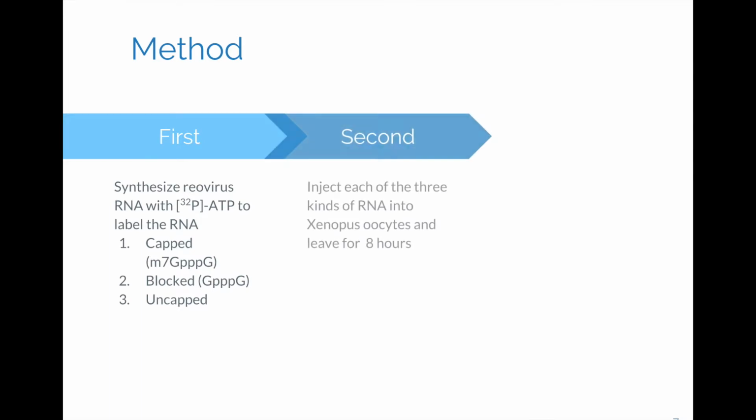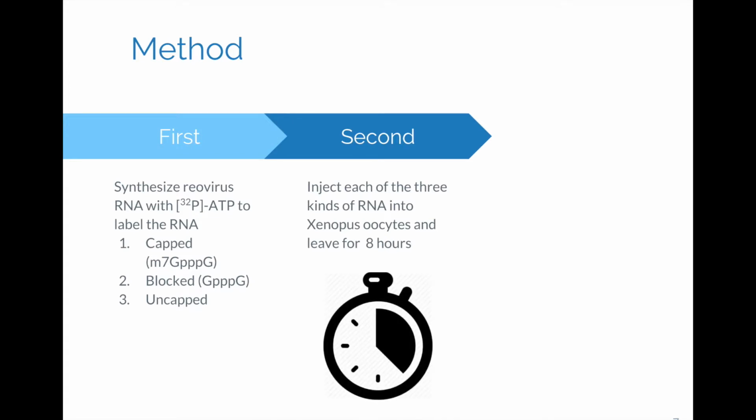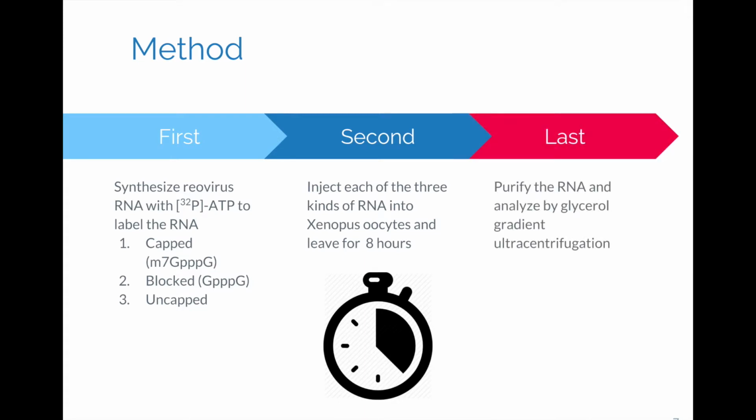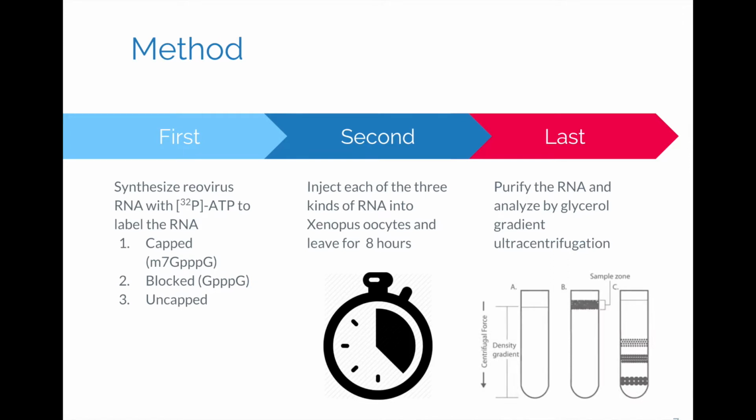Next, each of the 3 kinds of RNA were injected into Xenopus oocytes and were removed after 8 hours. This was performed for graph B. Graph A skips this step and does not involve the injection of RNA into oocytes. It simply involves synthesizing the RNA and analyzing it with glycerol gradient ultracentrifugation. Finally, the RNAs for both graphs A and B were purified and analyzed with this glycerol gradient and ultracentrifugation, which separates the RNAs based on their relative densities.